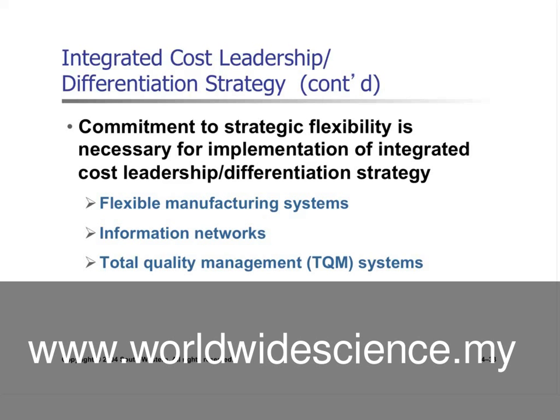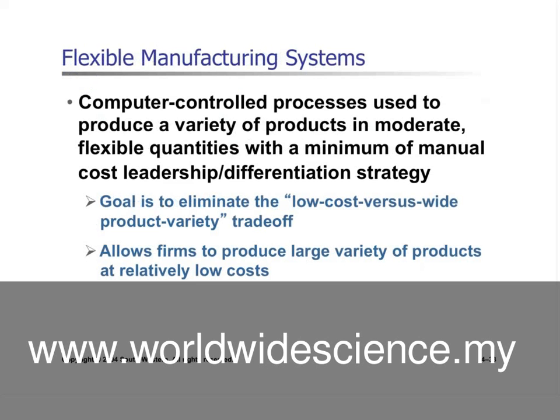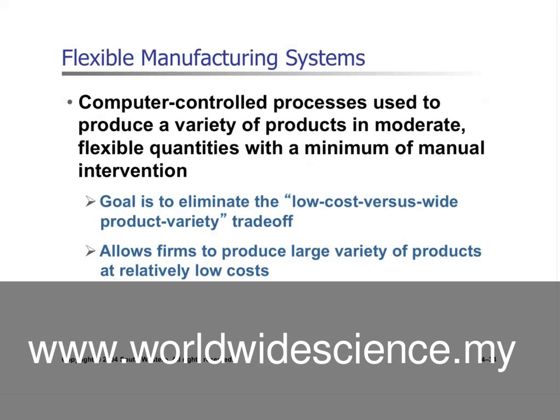Okay. So what we mean by flexible manufacturing systems: computer-controlled processes used to produce a variety of products in moderate, flexible quantities with a minimum of manual intervention. So the goal is to eliminate the low cost versus wide product variety trade-off. So sometimes you need to understand what is the low cost and what is the wide product variety. Sometimes you're just providing as many different types of products as possible. So you need to merge them together. It shouldn't be either so many different products or just a low cost. It should be something that is in between.